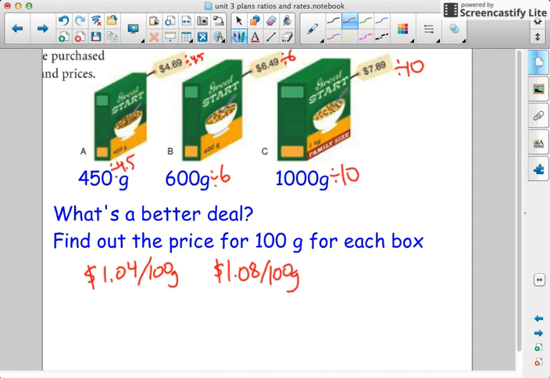And finally, the last one is going to be 79 cents per 100 grams. So there you can compare again which is the best deal. If you don't think you'll eat all of a family size, you still might not want to buy it just because it's the best deal. So that's a little bit about rates.